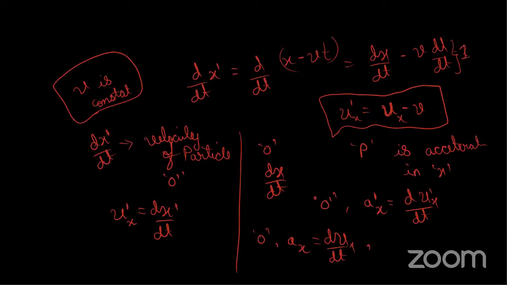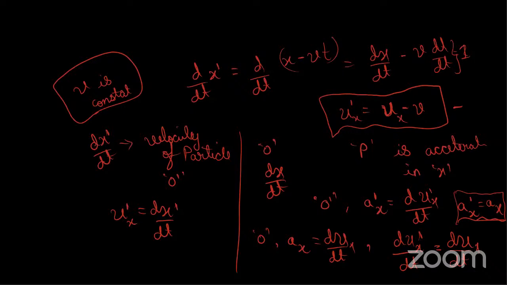So if we differentiate this equation, what will we get? du_x dash by dt is equal to du_x by dt. Now the v vanished because v is a constant, and with respect to a constant, the derivative is 0. So we get a_x dash is equal to a_x. This is the acceleration relation for an observer whose frame of reference is moving, and another observer whose frame of reference is not moving.